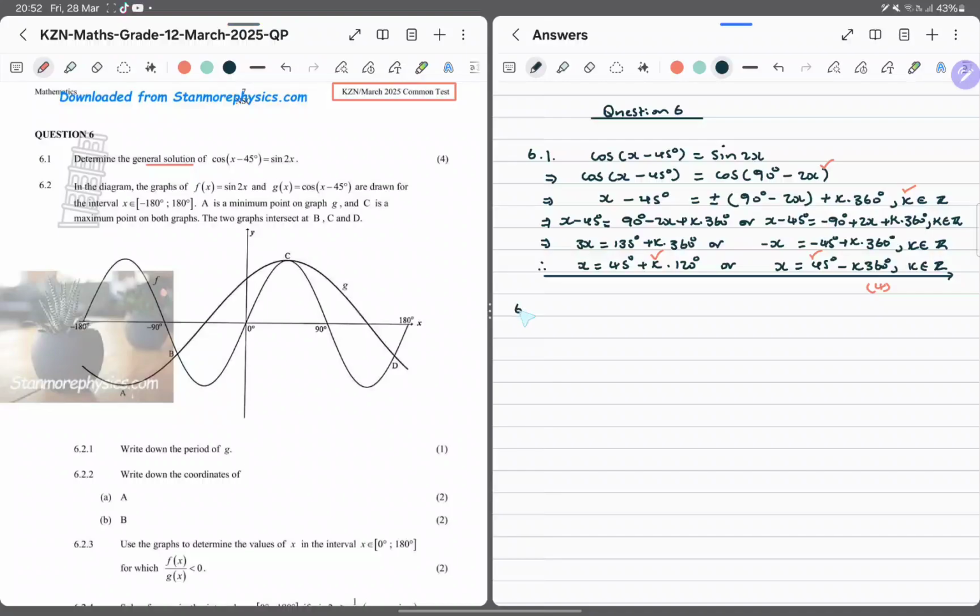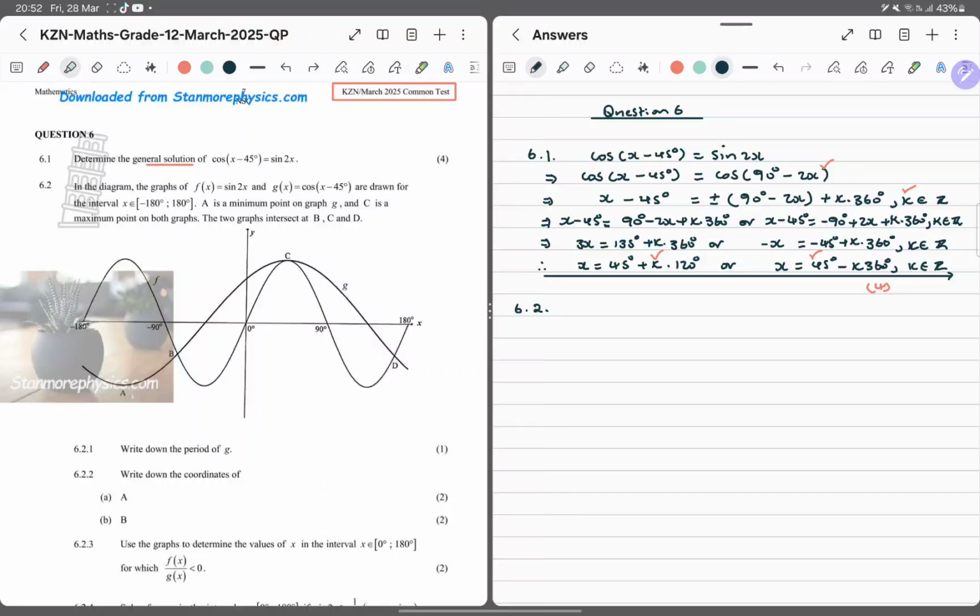Okay, let's do 6.2. We are told in the diagram the graph of f of x equals sine 2x. This one is labeled, so it's easy to see. But we would also know that this graph completes a full period in 180 degrees, which is half the period, because of the coefficient of the angle, 2. So we know that should be the sine graph, not a problem.